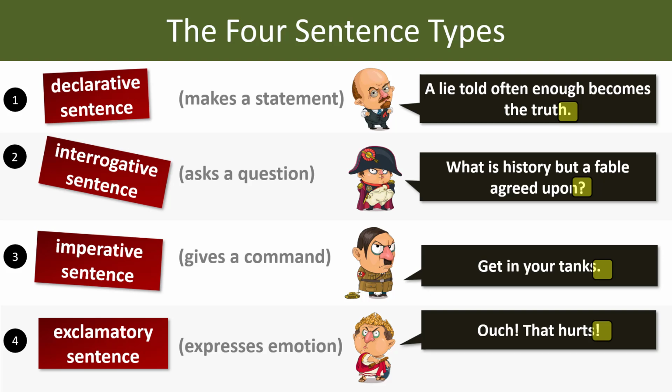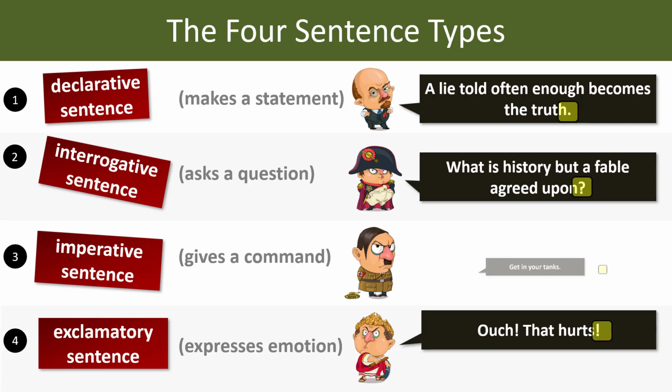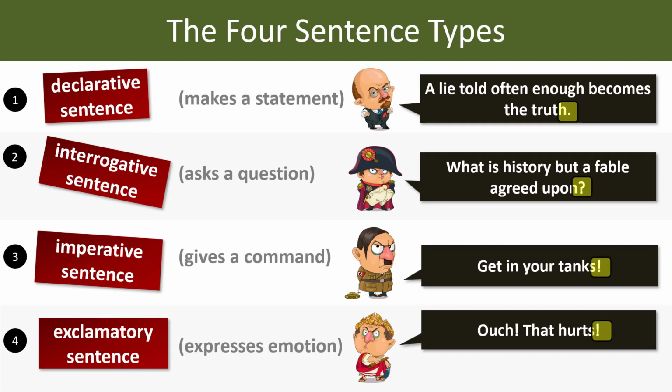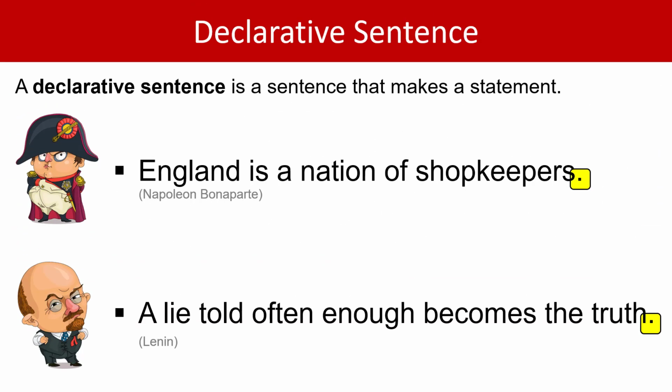Now, with an imperative sentence, number 3, it is possible for that to end in an exclamation mark as well, if the command is forceful. So the point here is, if it ends in a full stop or a period, then you are either looking at a declarative sentence or an imperative sentence. But an imperative sentence could also end with an exclamation mark. Okay, that was enough about the 4 sentence types. Let's get back to declarative sentence and let's clear that.